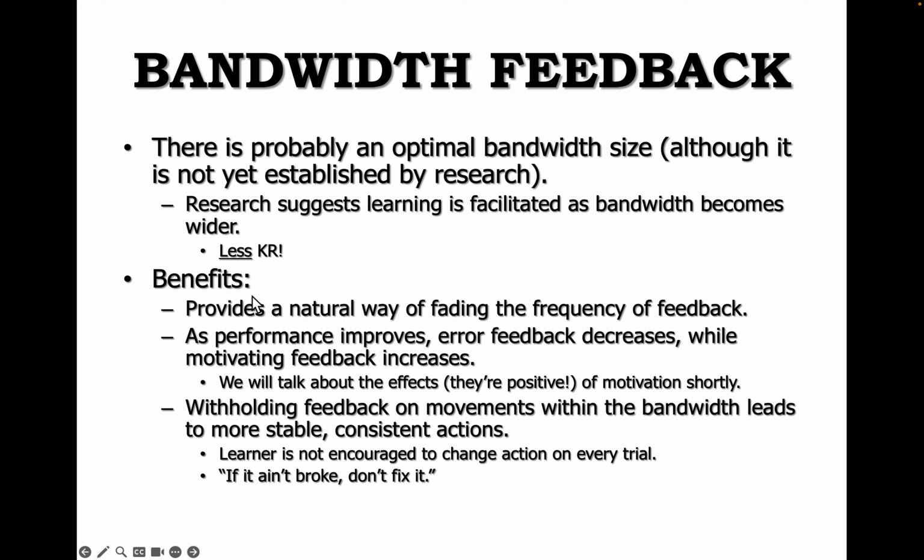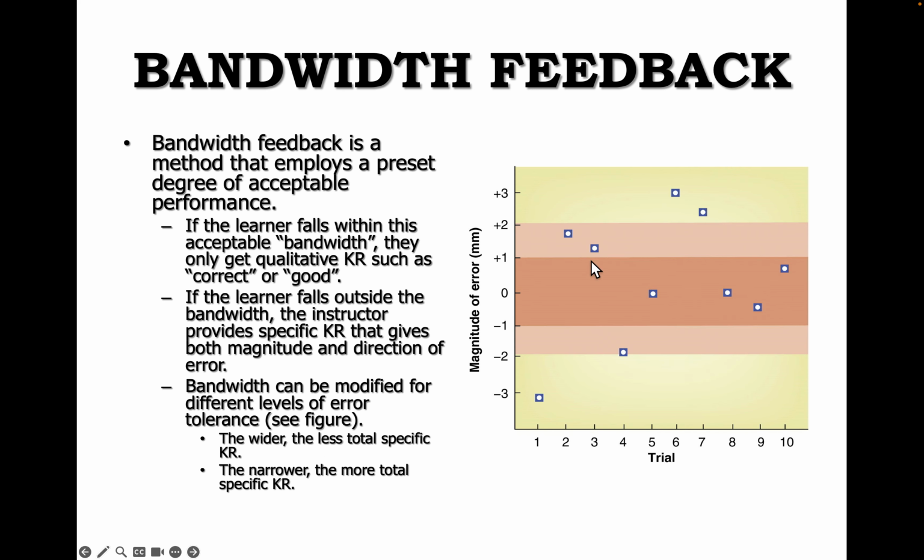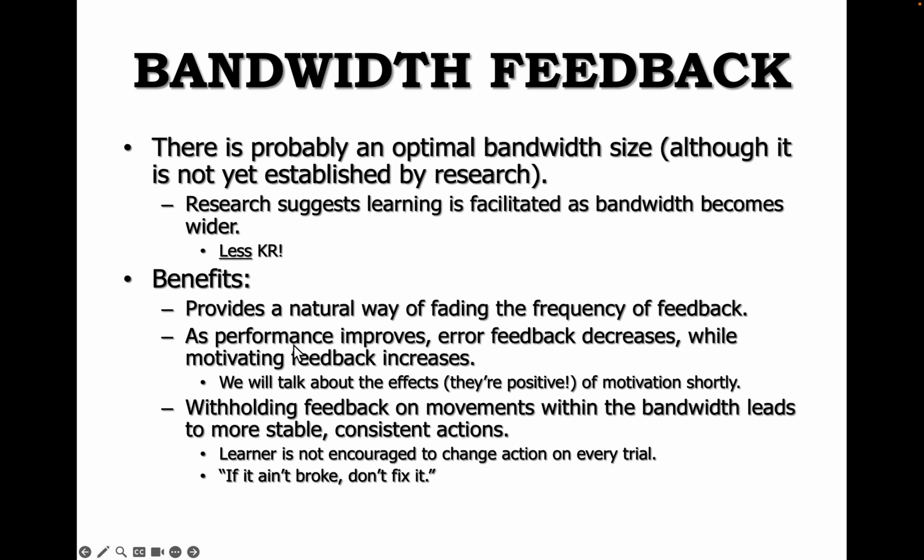And here's the benefit of having a wider bandwidth of feedback. Number one, it provides a natural way of fading the frequency of feedback. With a narrow bandwidth initially, we give very specific information, and we'll probably give the feedback more often as the person is trying to learn. But as they become more advanced, we'll use the salmon-colored feedback, meaning that we give feedback less often. So again, as performance improves, error feedback decreases while motivating feedback increases.